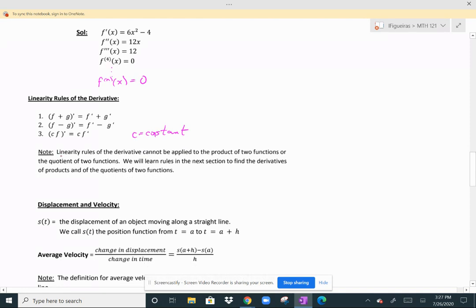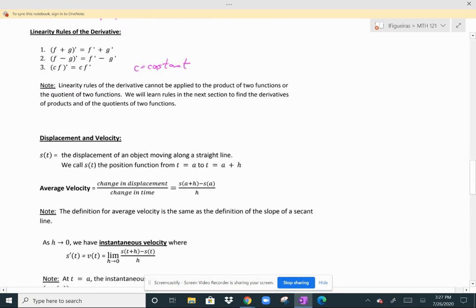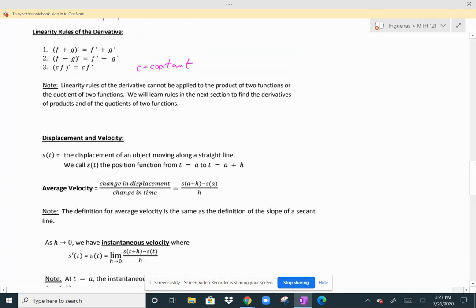Linearity rules cannot be applied to the product of two functions or the quotient of two functions. There'll be a specific way to handle derivatives when you have a product or a quotient, which you will learn soon. Okay, so we have displacement, velocity, and also acceleration, which we'll talk about soon.